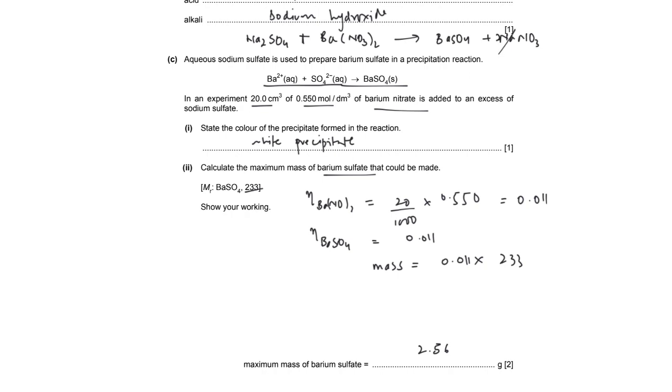So sodium ion will cancel, sulfate ion would not cancel, barium ion would not cancel because this is a solid. This will not split into ions. Nitrate ions will cancel. Eventually, you will be left with barium ion, sulfate ion, and barium sulfate. That's what they have written here. So whatever the moles of barium sulfate, same will be the moles of barium nitrate.